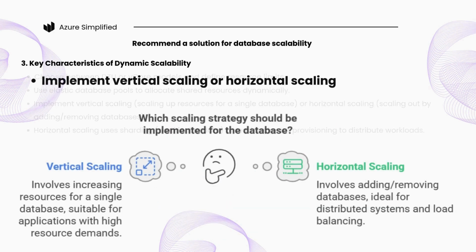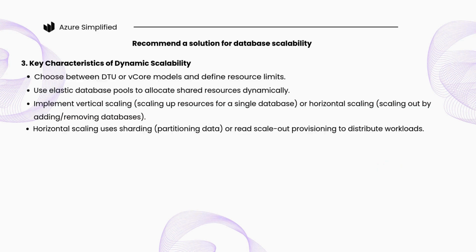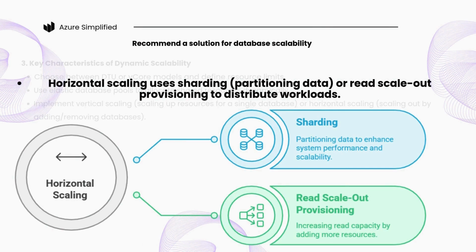Implement vertical or horizontal scaling. Vertical: increase or decrease the compute size of an individual database, also called scaling up. Horizontal: add or remove databases to adjust capacity or overall performance, also called scaling out. Apply horizontal scaling by using sharding to partition data or read scale-out provisioning.